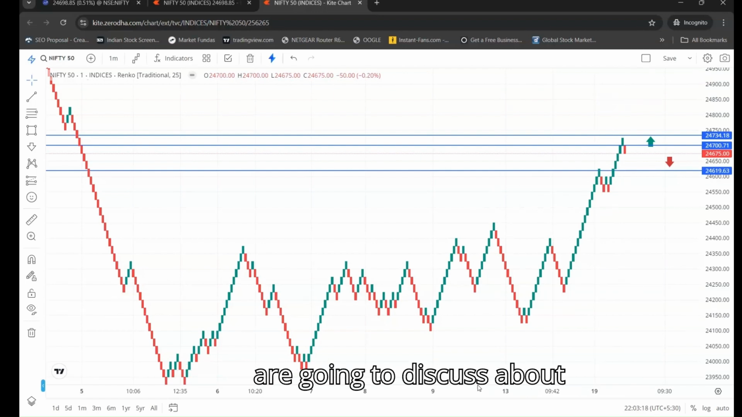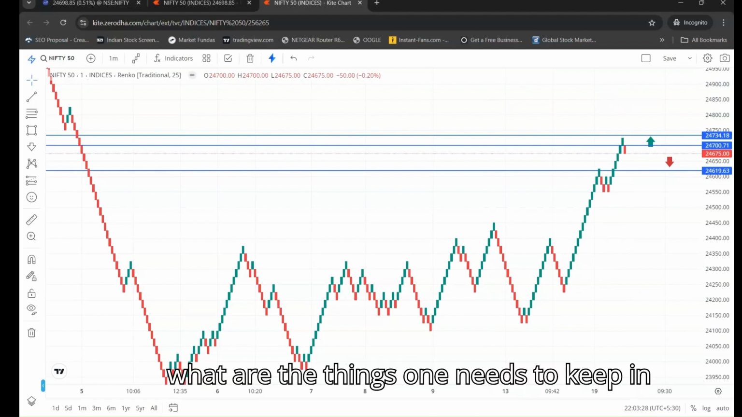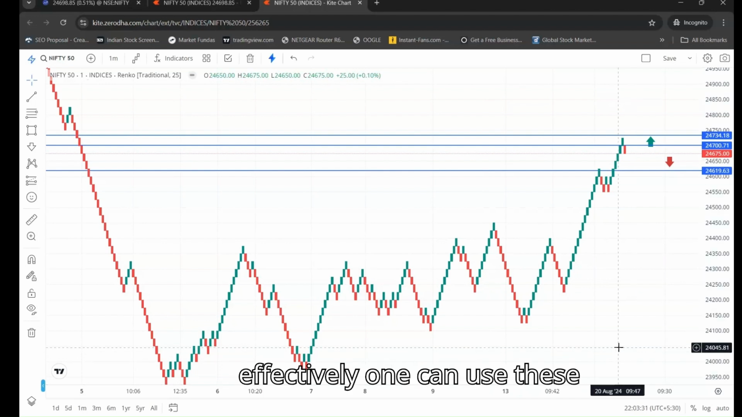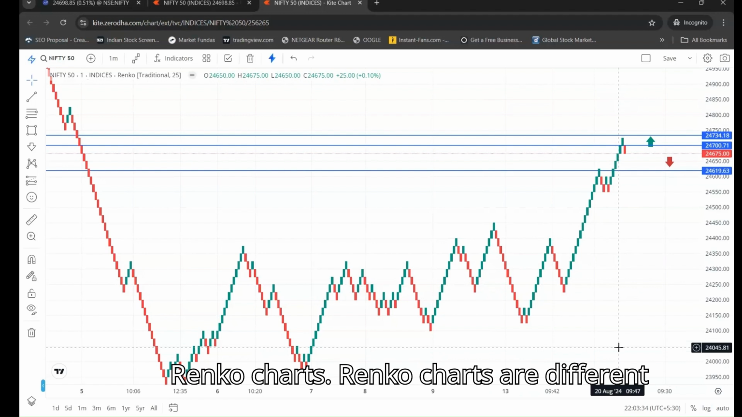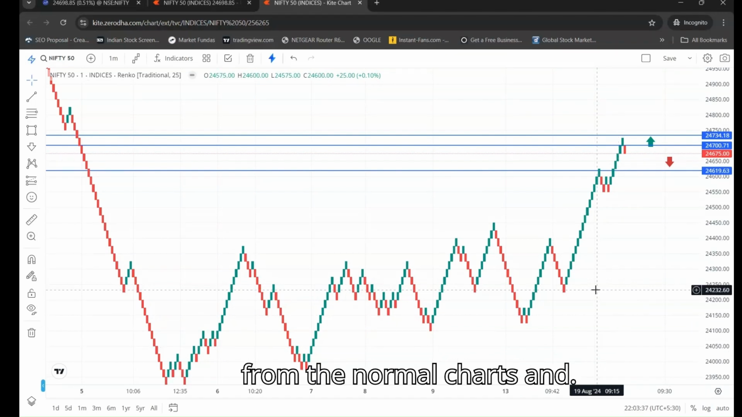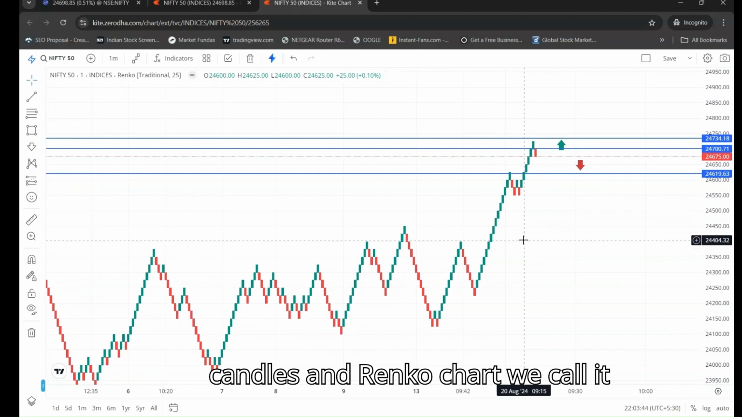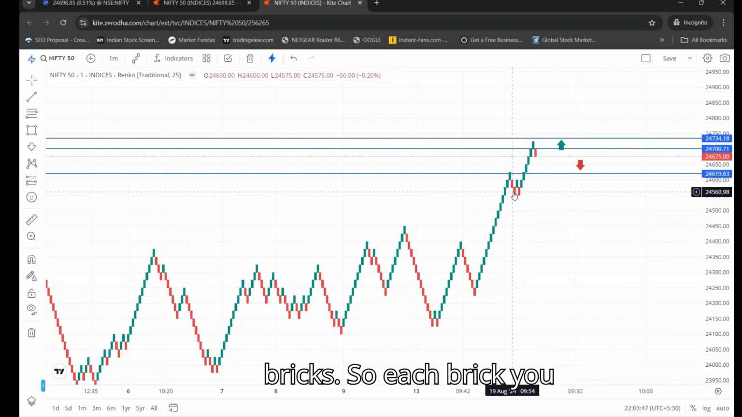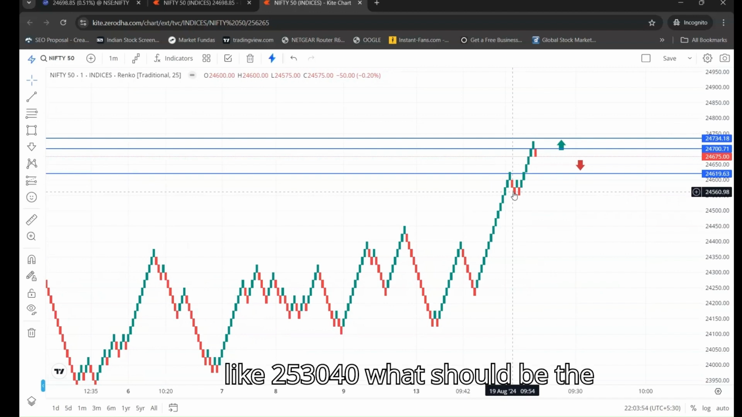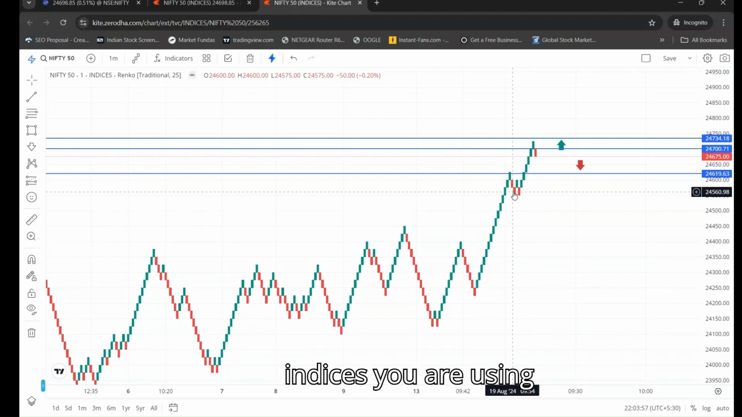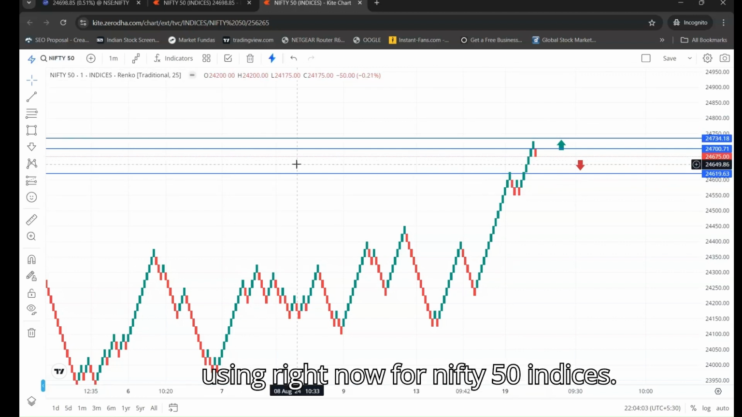Here we are going to discuss Renko charts, how exactly a Renko chart works, what are the things one needs to keep in mind, and how effectively one can use these Renko charts. Renko charts are different from the normal charts, and instead of candles we call them bricks. For each brick you can select a size like 25, 30, 40, depending upon which index you are using this Renko chart for. I'm using it right now for the Nifty 50 index.